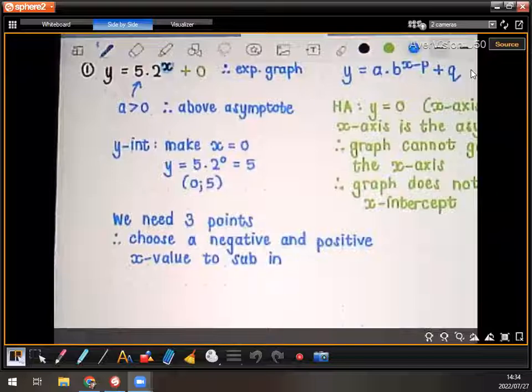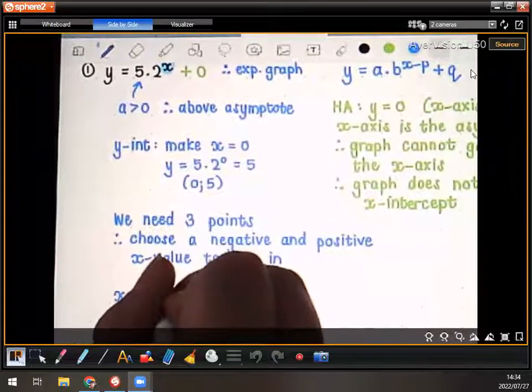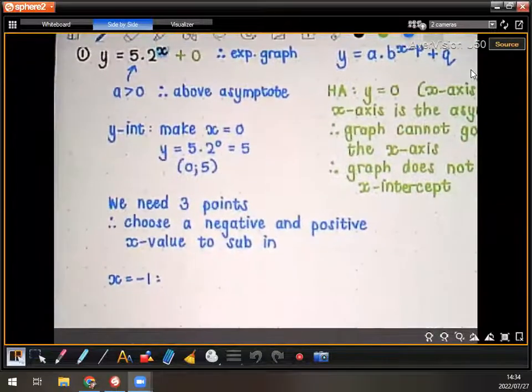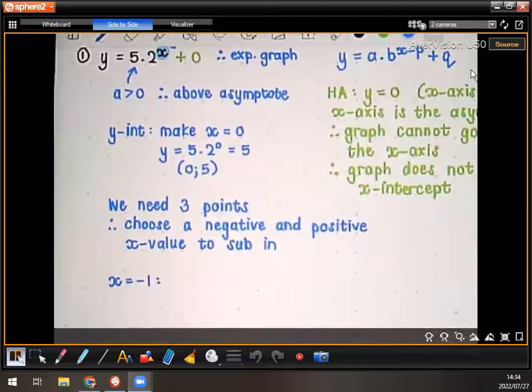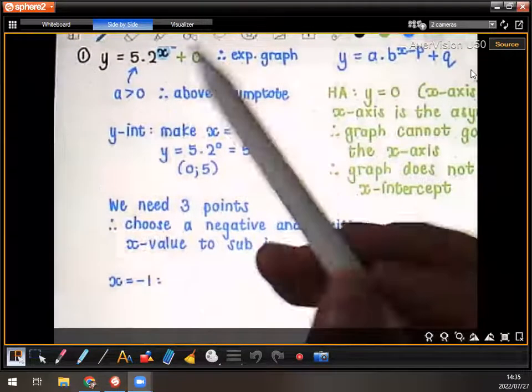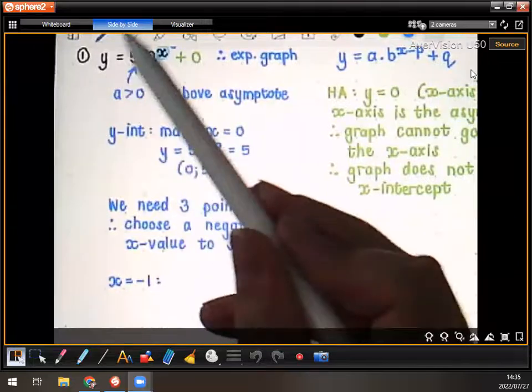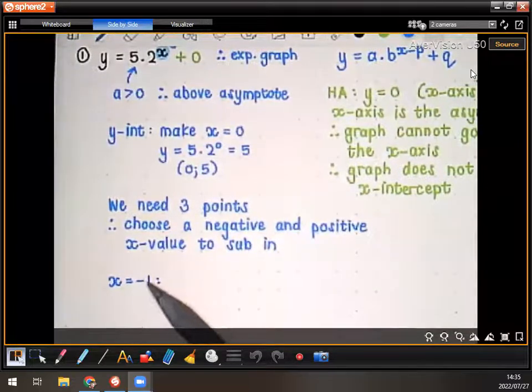Okay, so I'm going to sub in negative 1, so we're going to say x equals negative 1. What am I subbing it into? The equation, right? The equation is saying y is equal to. So whenever you take an x value and you sub it into this equation, it's going to give you the y value that goes with that x value.